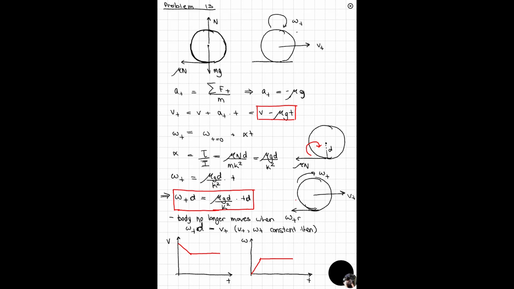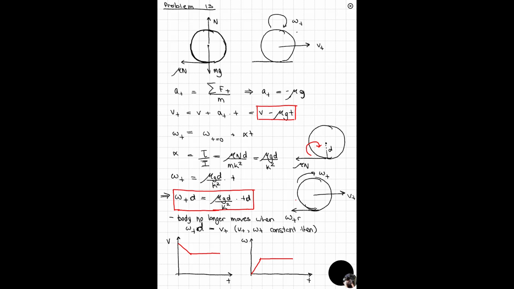So we can just simplify alpha to be mu g d divided by k squared, because N, as we remember, is equal to m times g, and the m's cancel out. This gives us that omega t equals mu g d divided by k squared times t plus omega at t equals 0, which is 0, as they gave that at the beginning of the time that it was not rotating at all.